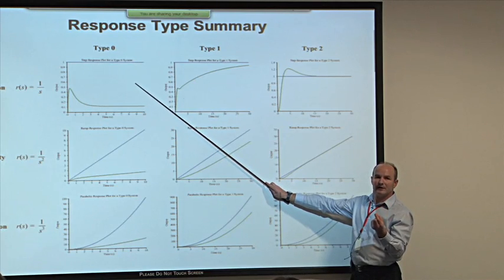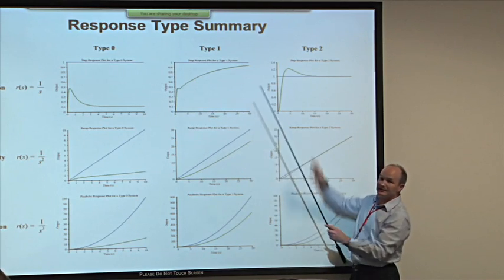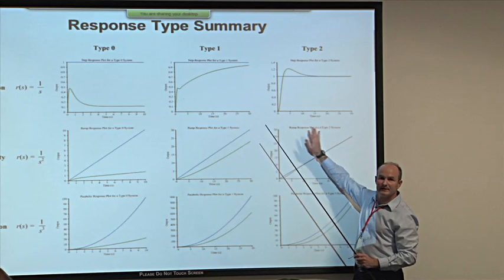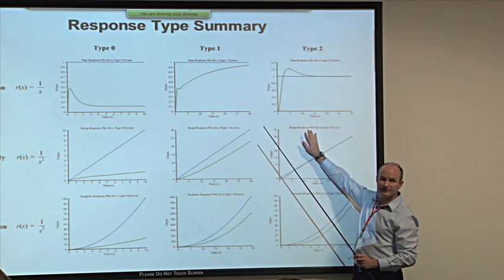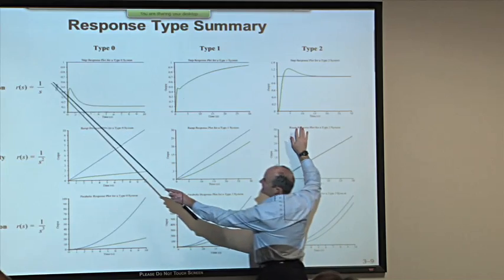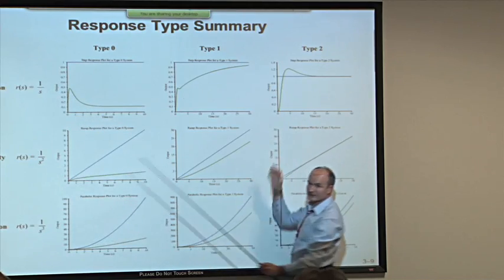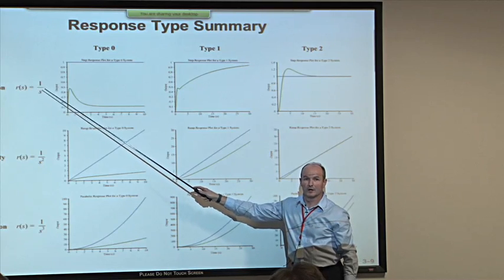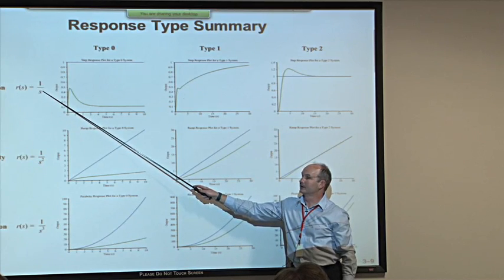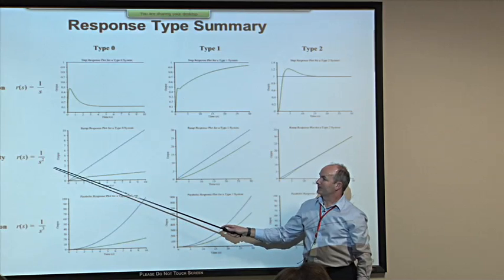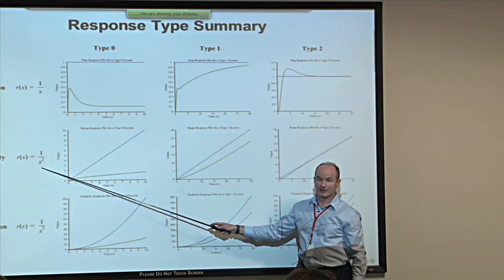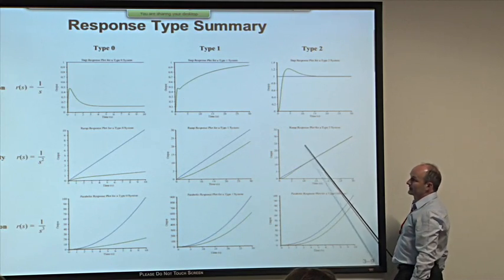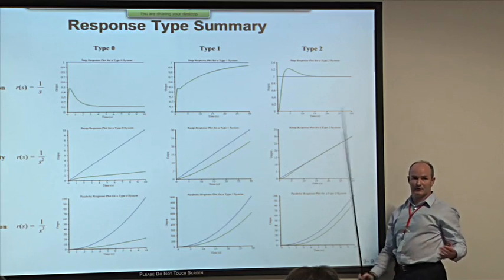The general rule is this. If we want 0 steady state error, we need at least as many integrators inside the loop as we have powers of S in the denominator of the stimulus. For a step, we have 1 power of S down here. We need 1 integrator in the loop. For a ramp, we have 2 powers of S in the denominator. We need 2 integrators in the loop to have 0 steady state error, and so on.